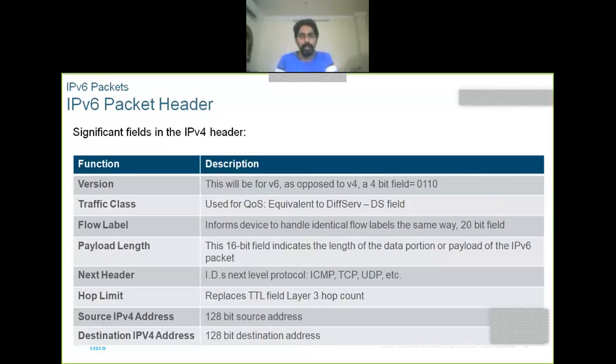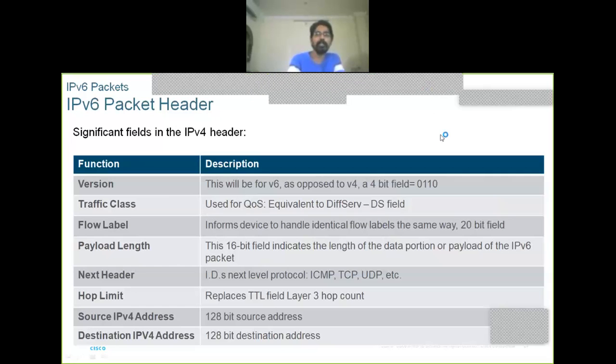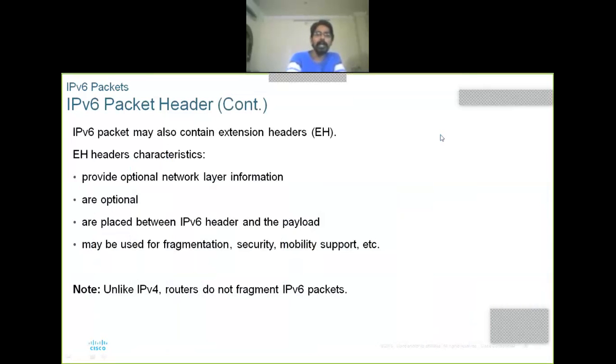Right. Next header. It indicates the next level protocol. What is the next level protocol? Instead of the protocol field, we have next header. It contains ICMP, TCP, UDP like this. Next, hop limit. In IPv4 we have the TTL field, time to live, number of hops. But here we have hop limit. You can directly give the value, the number of hops allowed. Right. Next, the last two things are the source IPv6 address. This one is not IPv4, it is IPv6. And the destination IPv6 address.